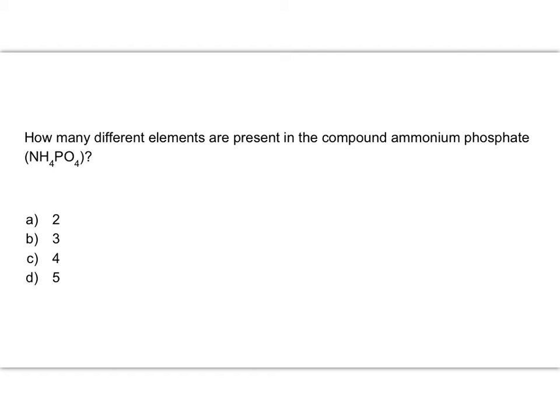How many different elements are present in the compound ammonium phosphate with the formula of NH4PO4? You have to remember in this case that when you look at a chemical formula, each capital letter in a formula represents a different element. So in this case, there's 4 letters. They're all capital letters, so that means that this contains 4 different elements. Nitrogen, hydrogen, phosphorus, oxygen. Every capital letter is an element.